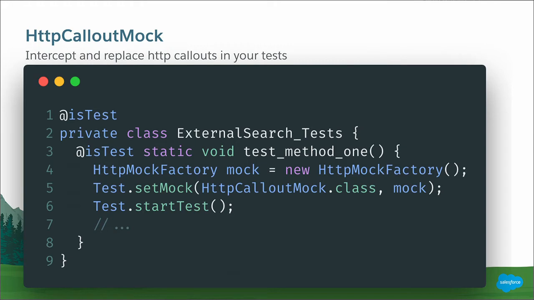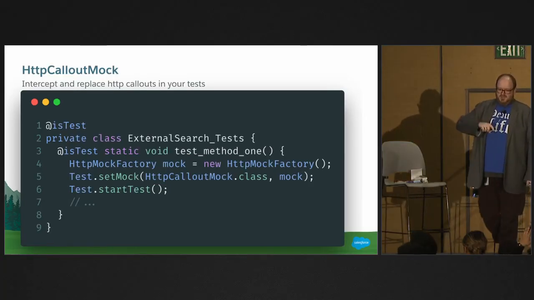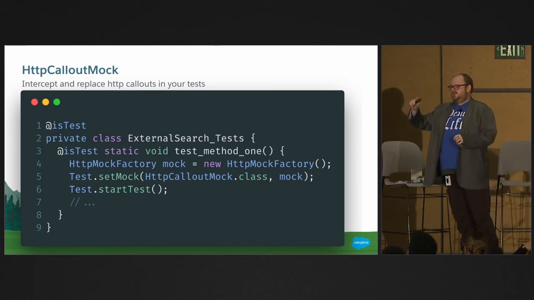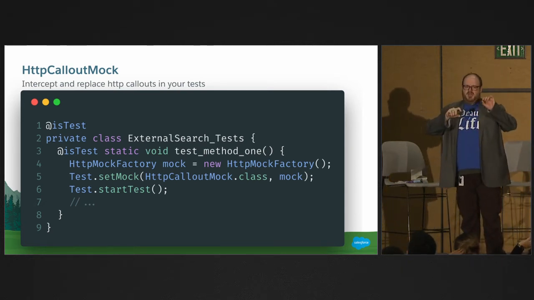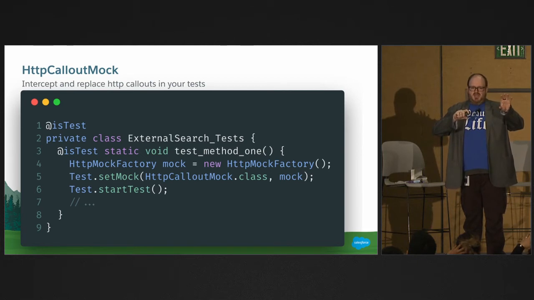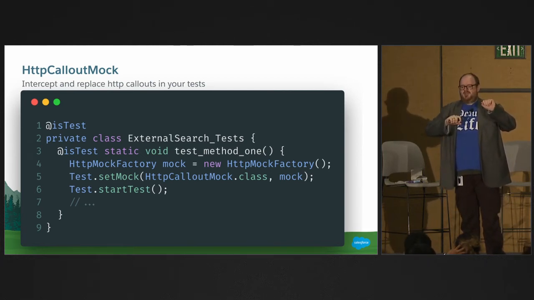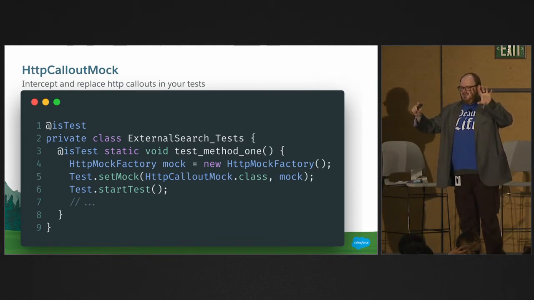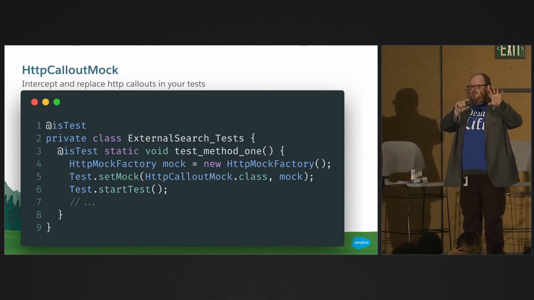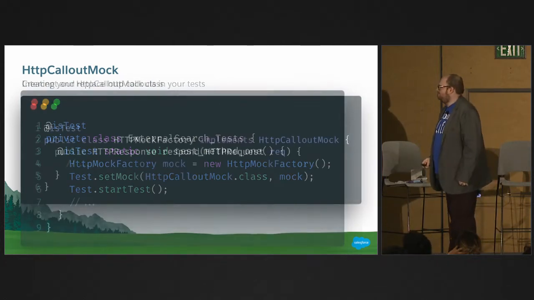And you're going to call setMock. It's in the Test namespace. And when you call startTest, whatever code you're testing that makes a callout, whatever callout it makes, the system is going to say, okay, you're calling google.com. I'm not actually going to try to call google.com. Whatever your response method is in your mock is what I'm going to actually return. Okay, so let's look at that.